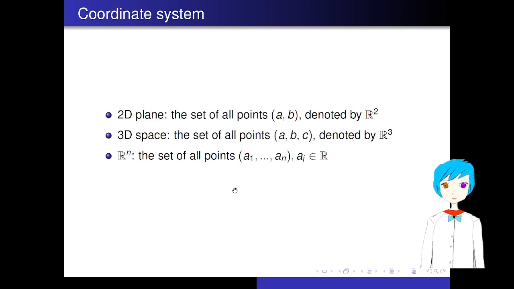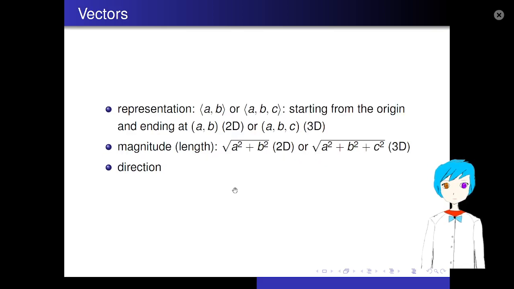For the 2D plane, the set of all points (a, b), denoted by R squared, forms the 2D coordinate system. In 3D space, the set of all points (a, b, c), denoted by R cubed, forms the 3D coordinate system. Generally speaking, for R^n, the set of all points (a1 to an), where each ai is a real number, forms the R^n coordinate system. The coordinate system helps us locate the position of a point in space.